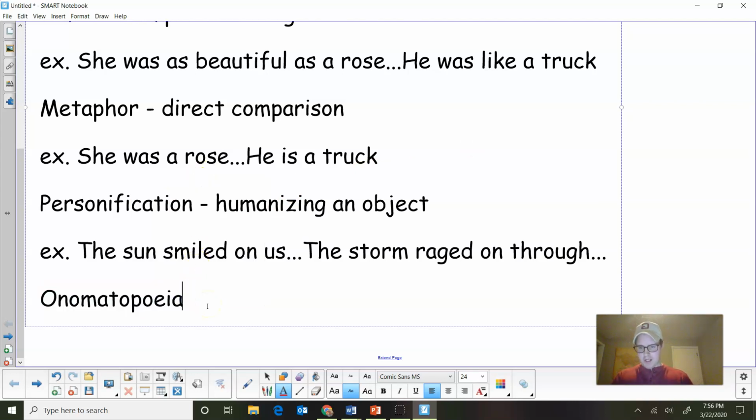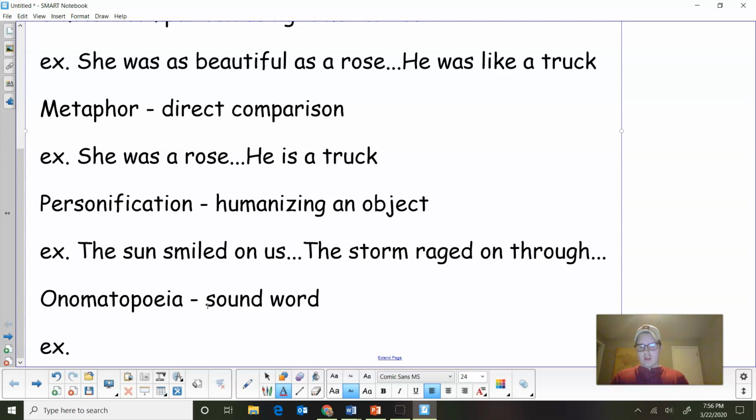An onomatopoeia, besides being a hilarious word to say, is a sound word. All right. For example, this is straight off the old school Batman comics. Kapow! Or boom. Those are onomatopoeias. They kind of make our writing come to life, seem more real.